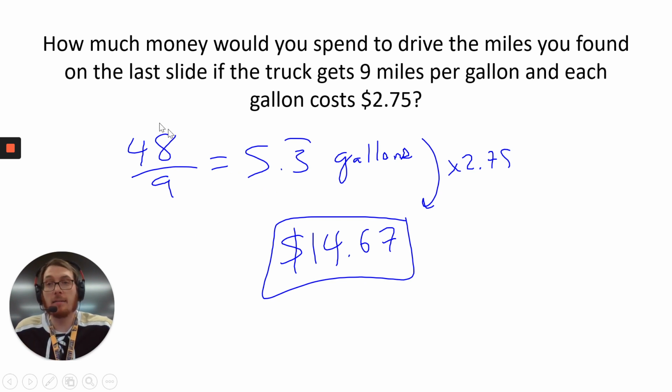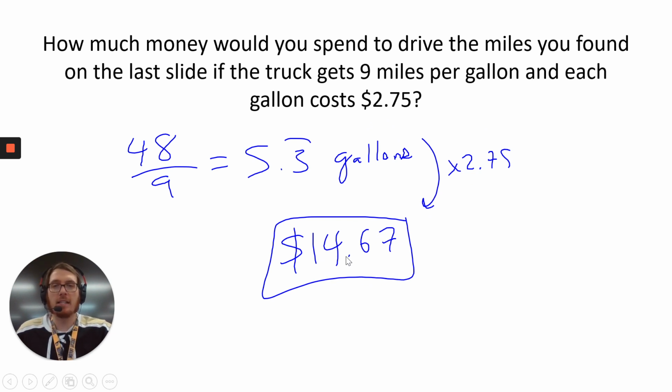I can do that easily by taking the number of miles I'm driving, which is 48, dividing by the miles per gallon, or MPG, and I get 5.3 repeating gallons. Now, you don't want to round that answer because that's really 5 1/3 gallons. When you're plugging things into a calculator in this nature, leave that whole answer there, and then each gallon costs $2.75, so multiply that by $2.75, and then at the end you round to the nearest hundredth.